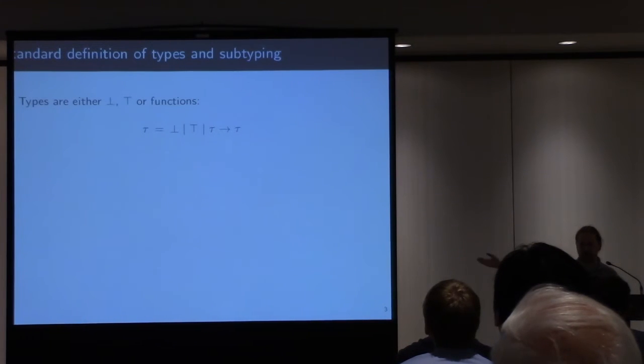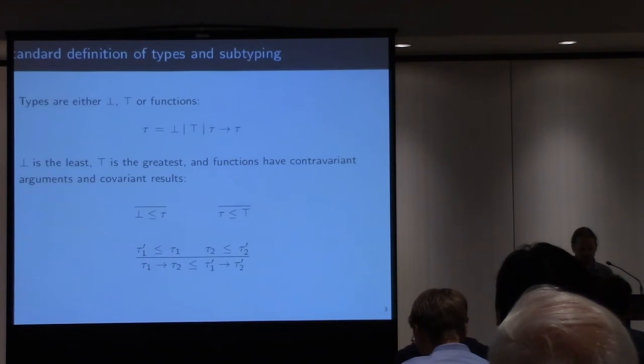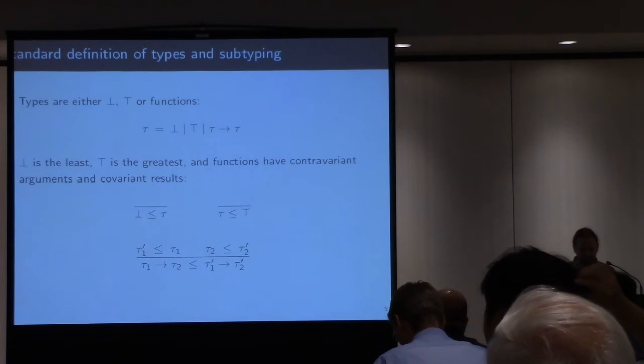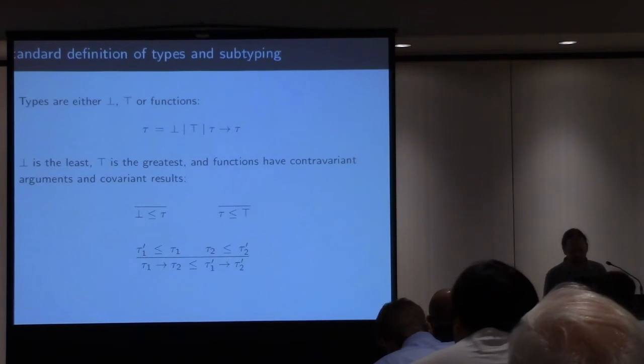This is a fairly standard definition of types and subtyping that you'll see in many, many papers. We start with the monomorphic types. We say a type is either the bottom type, the subtype of everything, the top type, the supertype of everything, or a function. Next, we add some subtyping rules. We say bottom is less than any type is less than top, and functions are contravariant on their domains and covariant on their ranges.